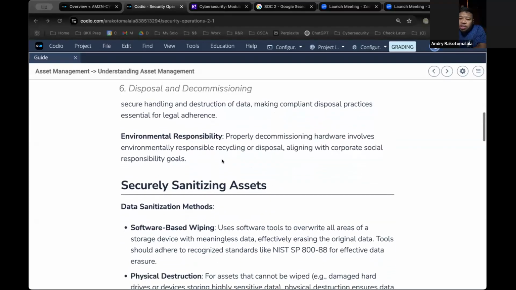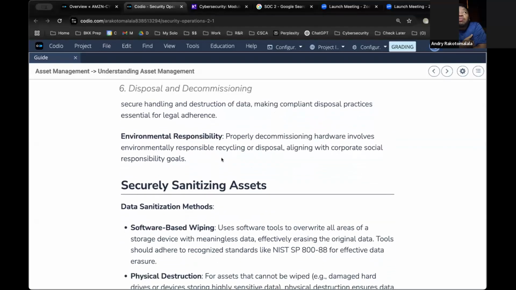And then environmental responsibility. Believe it or not, in cybersecurity, we don't believe in polluting the world and making it worse. So you need to make sure that you're ethically decommissioning. You could burn all of your hardware and cause some emissions, or you can recycle it, and then that means that you're causing less emissions in the world and you're doing less damage.